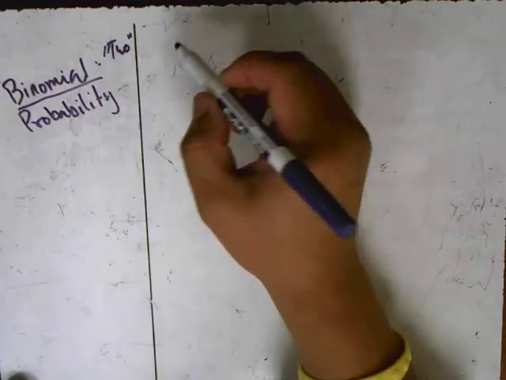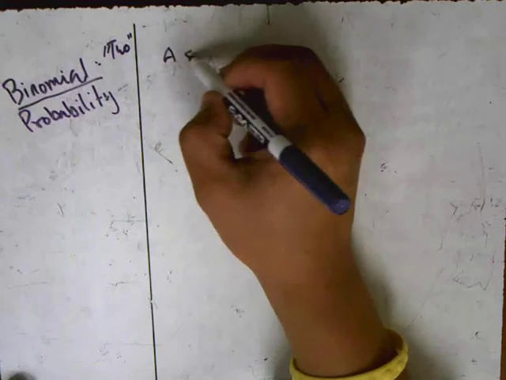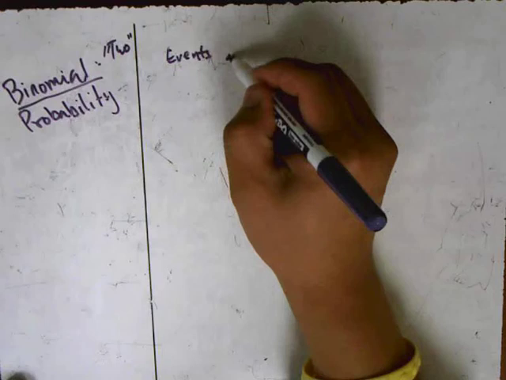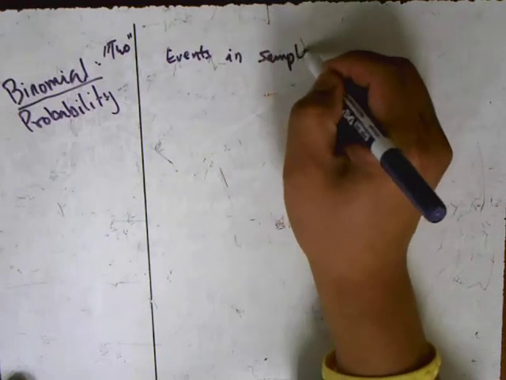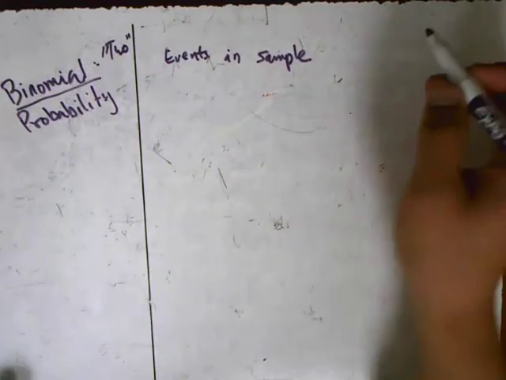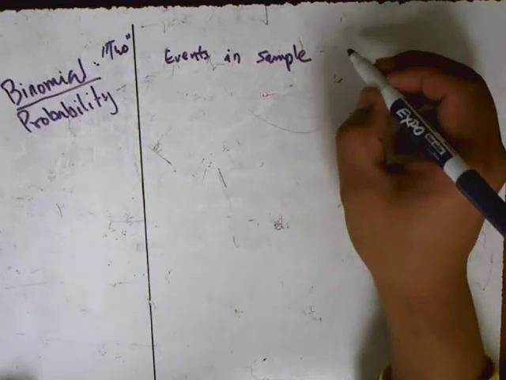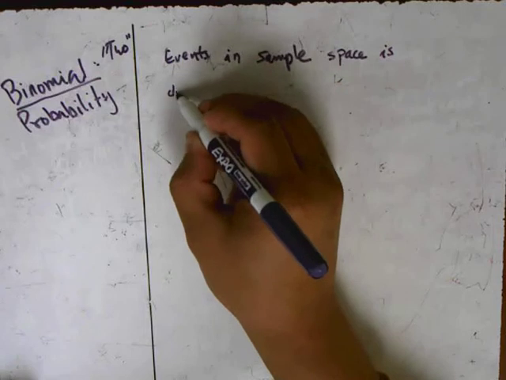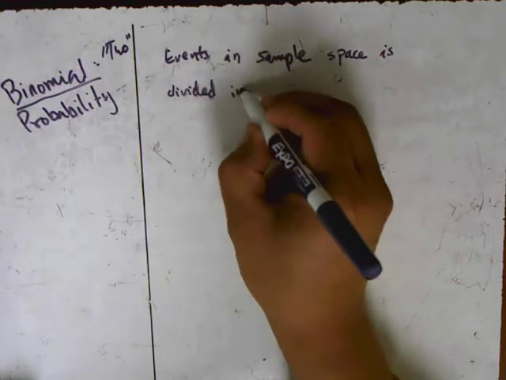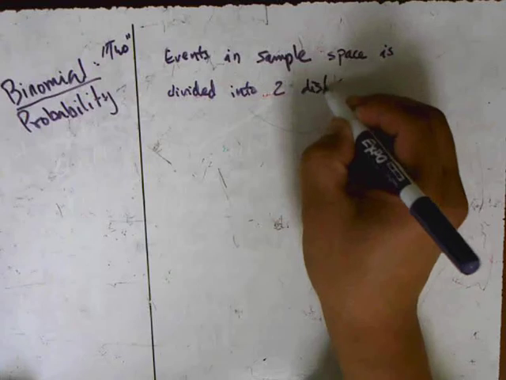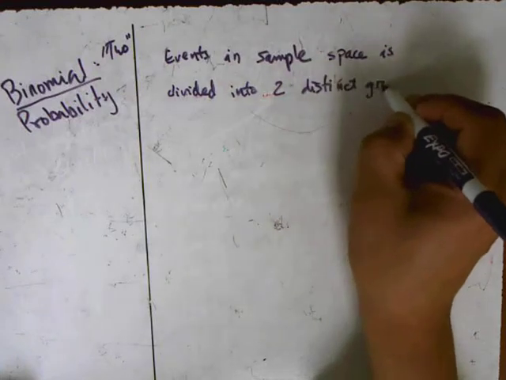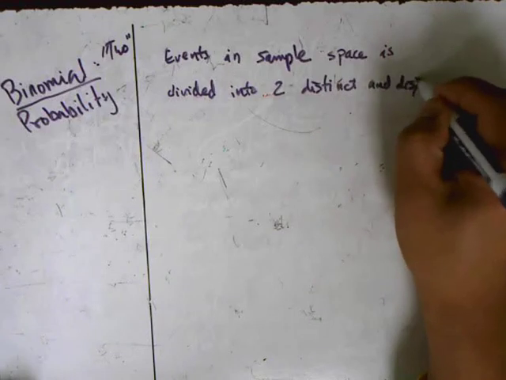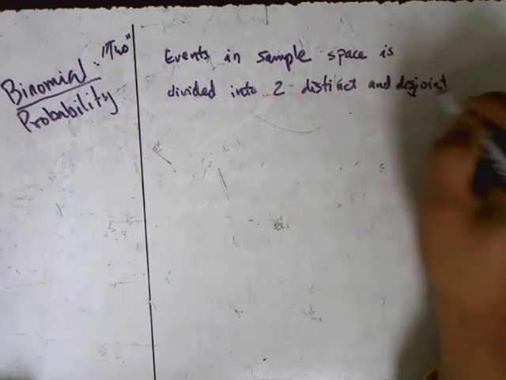In other words, this occurs when events in the sample space are divided into two distinct groups, distinct and disjoint groups. This is somewhat of a layman's definition, but it should get the job done.